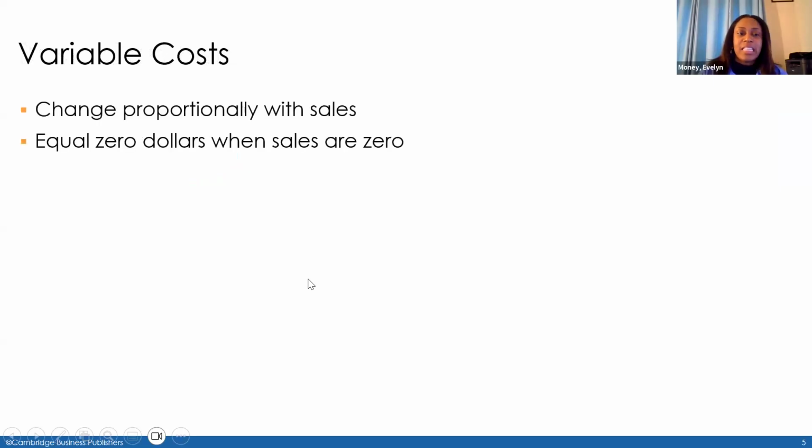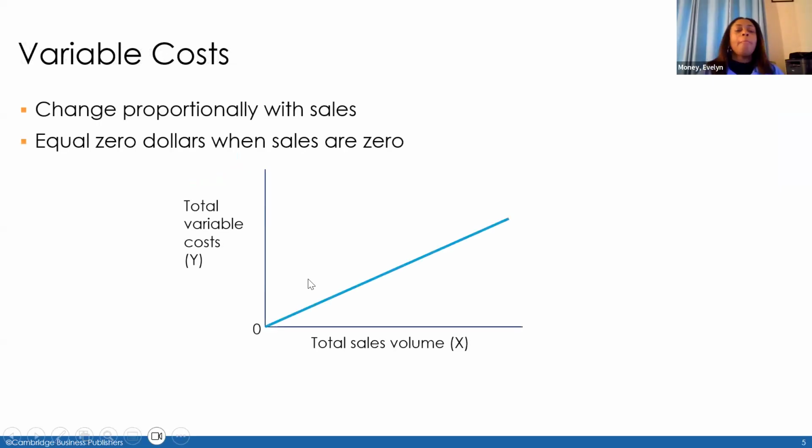Now, let's see this in graph form because this is important from the standpoint of making decisions. Typically, our variable costs will change proportionately with sales. So if sales increase by 10%, then our variable costs will usually increase by 10% as well.